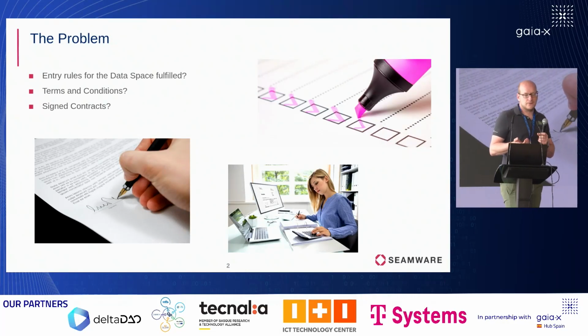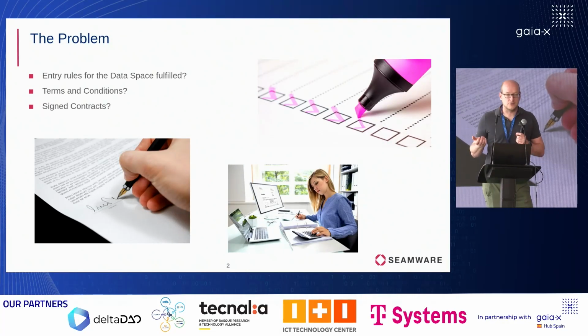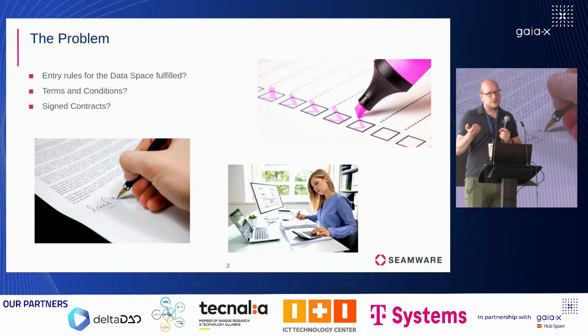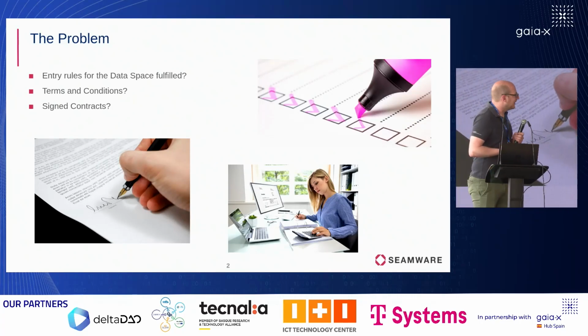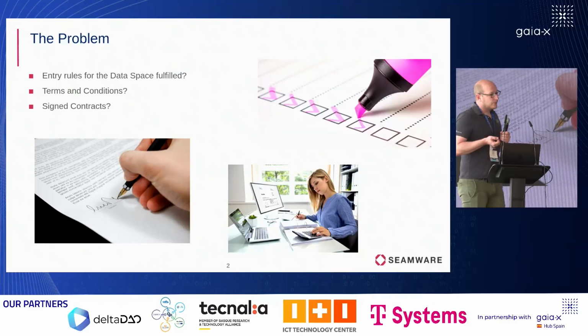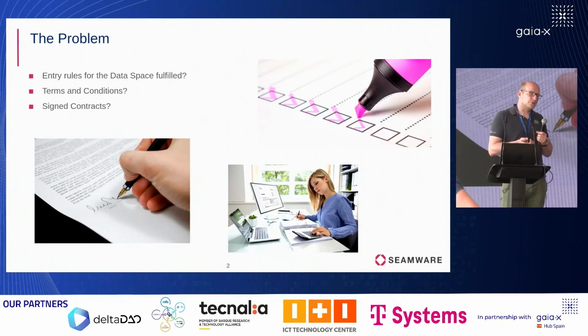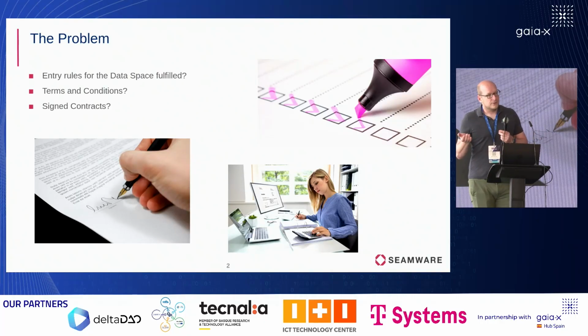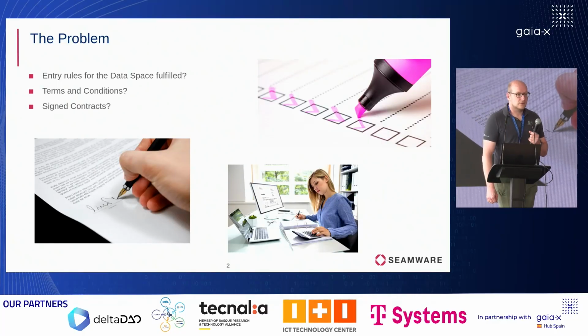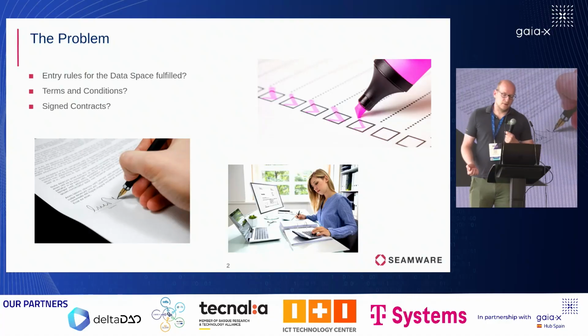So usually you have a set of entry rules for a data space that should be fulfilled. For example, the data space should obviously be Gaia-X compliant. You want to have only participants from a certain region. You only want to accept participants from a certain domain. Let's say you have a health data space, then you maybe only want to have medical entities joining. Then you might have terms and conditions for a data space that need to be accepted to actually work in it. And you might have to sign certain contracts so that you're allowed to enter the data space.